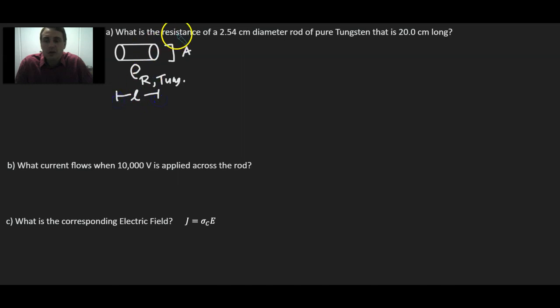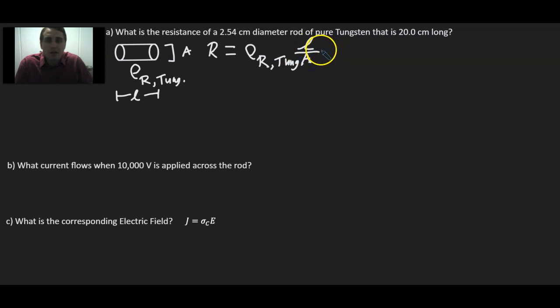So the equation that relates those parameters together is that the resistance of a cylindrical conductor is going to equal the resistivity. That's this rho r. This is not mass density. This is the resistivity of the tungsten in this case, times the length of the wire divided by the cross-sectional area of the wire.